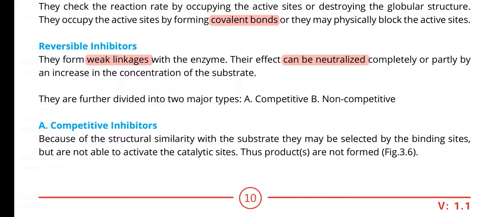Competitive means if they have competition with the substrate, then they will lose. You can remember it by this: competitive inhibitors are those which lose if substrate concentration is increased. Where the enzyme is present and the inhibitor is also present, the substrate will bind instead of this type of inhibitor.